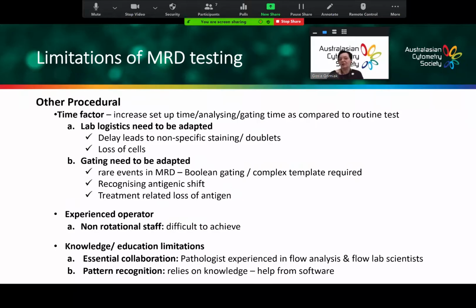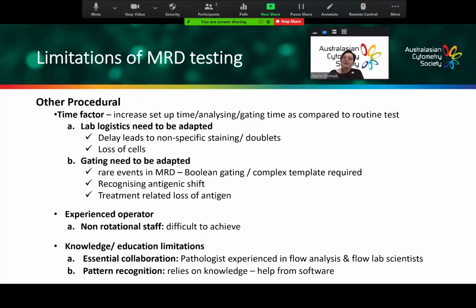You need to have, as Vuong mentioned, the sophisticated software, but not only this. More and more we should really look for a different from normal rather than leukocyte immunophenotype, because of the limits which Vuong mentioned before. So recognizing the antigenic shift or demonstrating the treatment-related loss of antigens, our complex gating strategies need to account for those.